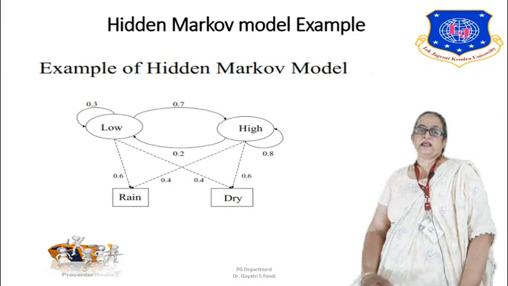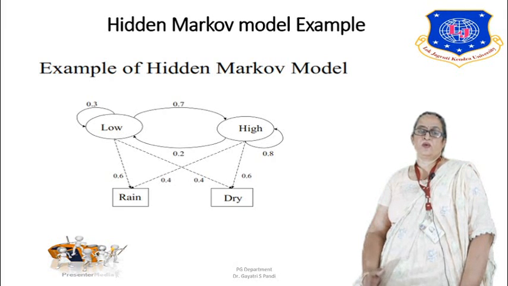Now this is a very good example of a hidden Markov model, which has various states where two observations are made. The two states are rain and dry, and the other states could be low and high.